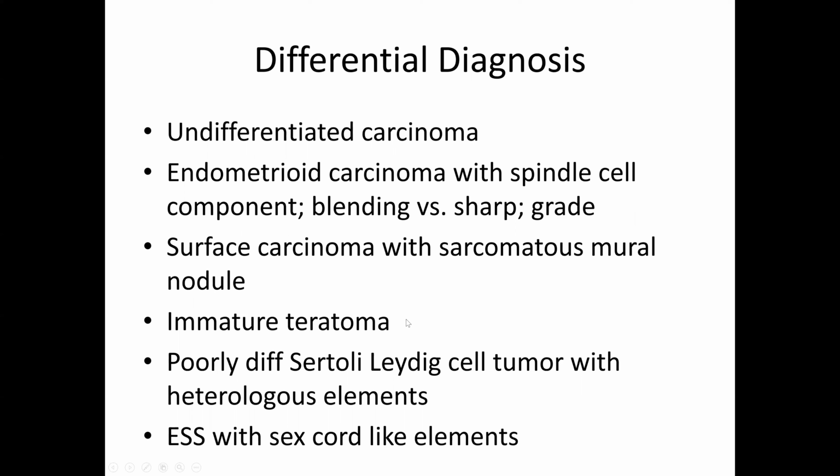Immature teratoma can have immature mesenchymal elements that can look malignant, although they usually don't look quite as bad as the carcinosarcoma lesion. And then poorly differentiated Sertoli tumors with heterologous elements can occasionally look like it, well, by definition, it has a sarcomatoid component with that. So ruling out that we don't have a Sertoli-Leydig tumor is important. Endometrial stromal sarcoma with sex cord-like elements is not very similar, but for the sake of completeness, we include it.